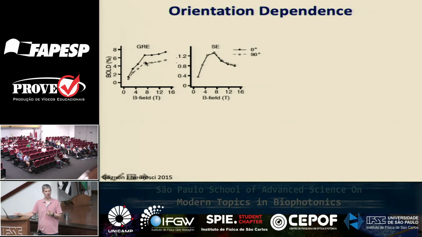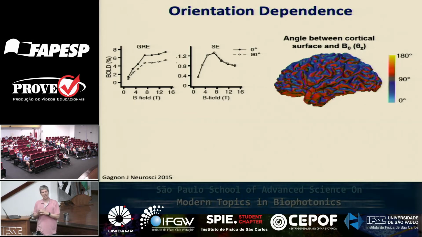But the gradient echo signal is primarily coming from the large veins, and you can see it's strong. It changes by about 40% if your magnetic field is perpendicular or parallel. So we thought, this is a huge effect. We should be able to measure this, right? Why has nobody ever measured this?